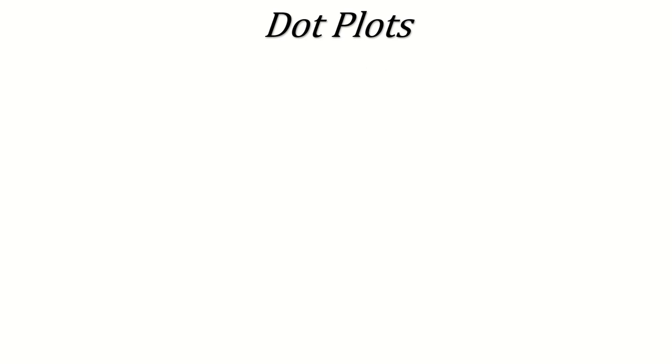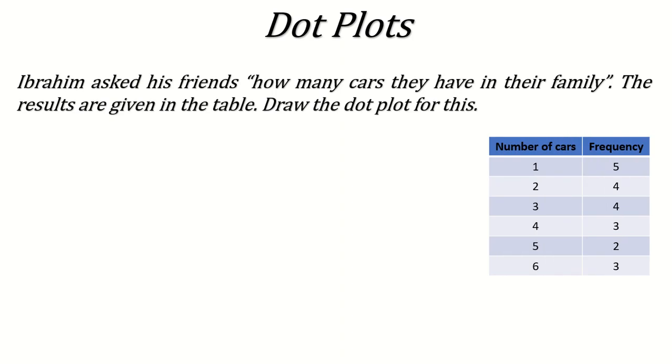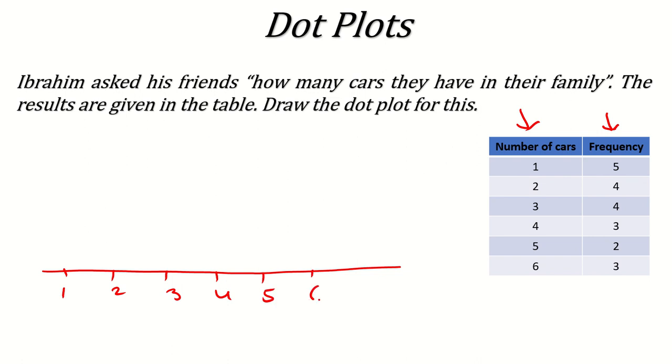Okay, now next can be, see, they say Ibrahim asked his friend how many cars they have in their family. The results are given in the table. Draw the dot plot. Now here a table is given to us with the frequency. This is the number and it is their frequency. So in the same way what we are going to do, we will draw a line like this and then 1, 2, 3, 4, 5 and 6.